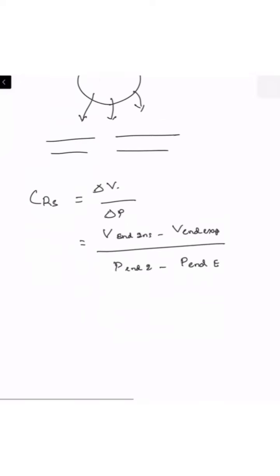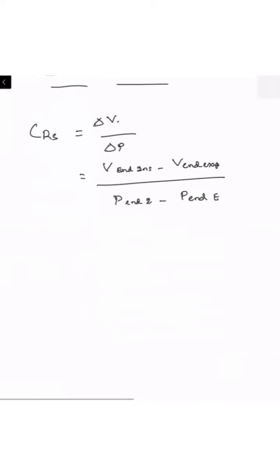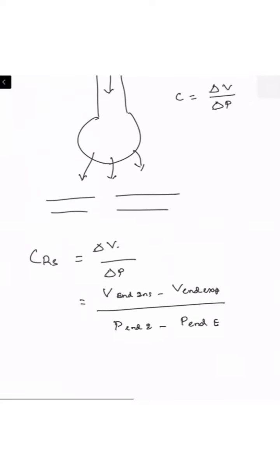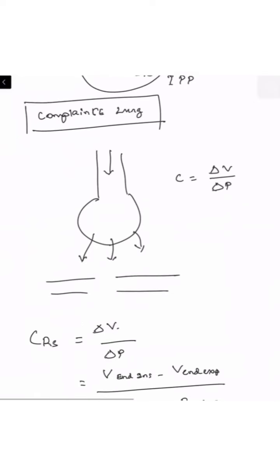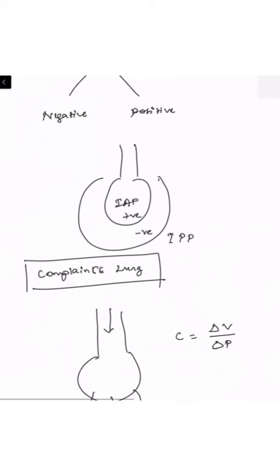In this formula, we can substitute different values. Normally, lung compliance is directly proportional to the volume change and inversely proportional to the pressure change. When there is a high pressure change, we have low compliance. Normally there is a pressure change, and this delta pressure is equal to intra-alveolar pressure minus intrapleural pressure.